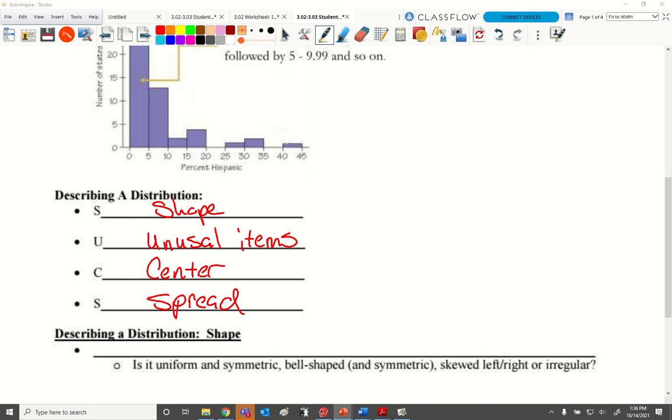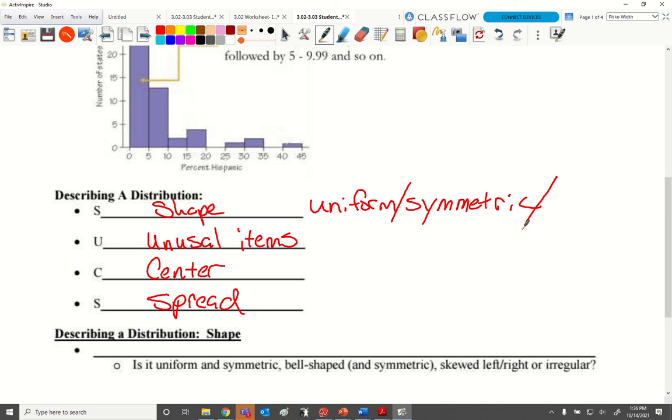Okay. Now, we're going to talk about, is it uniform, symmetric? Now, a couple things. Symmetric means that it's the same on the left side and right side. So it's like, remember geometry when we did a reflection? Okay, that's what symmetry means. Or symmetric, so it matches left and right.